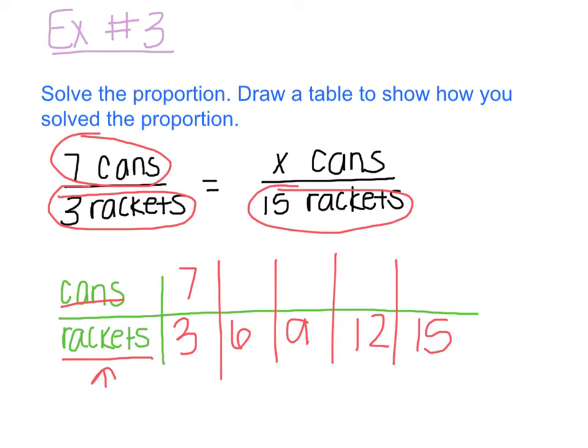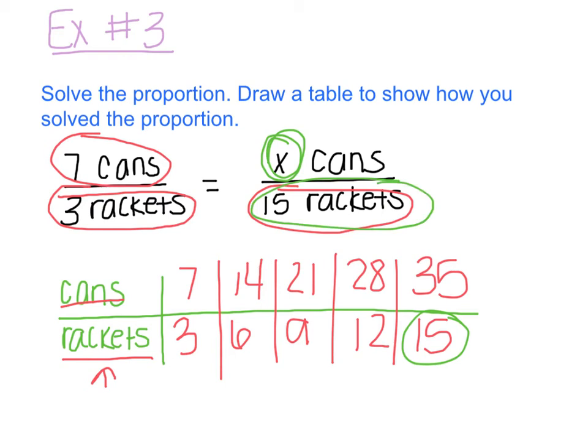Now to find my missing number for the cans, I'm going to count by sevens until I get to the same place where I stopped at rackets. So I have 7, 14, 21, 28, and 35. So when I have 15 rackets, I have 35 cans. So X equals 35.